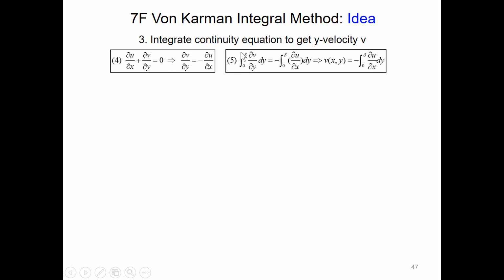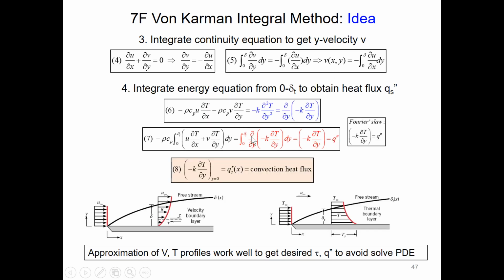Second, since we know the velocity in the x direction, we will integrate the continuity equation from 0 to the thickness of the velocity boundary layer, and finally get the velocity in the y direction. Third, we turn to our energy equation by integrating it from 0 to the thickness of the thermal boundary layer, delta T.